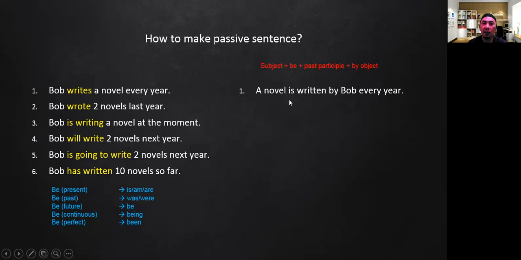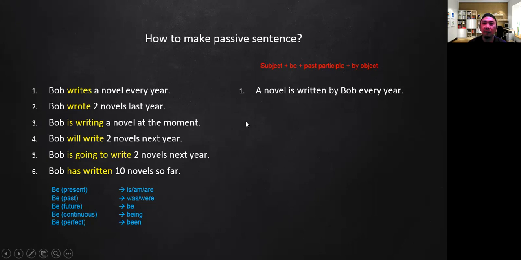A novel is. Why can we not use are? Because it is a novel. A novel is the same as it. You cannot use are. You cannot say "it are", right? You cannot say "it am", right? So that's why we use is. And then after to be, we use past participle. What is the verb 3 of write? The verb 3 is written. So the sentence is, a novel is written by Bob every year.